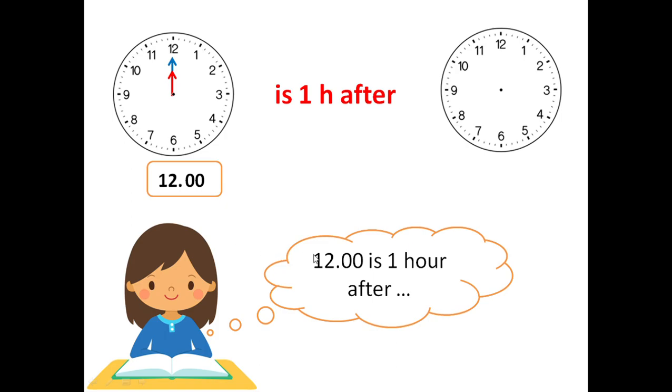we need to move the shorthand from 12 to the number before 12. So shorthand is now in 11 and the longhand is still in 12. So what time is it? The shorthand is in 11, so you write 11, and the longhand is in 12, so you write 00. So 12 o'clock is 1 hour after 11 o'clock.